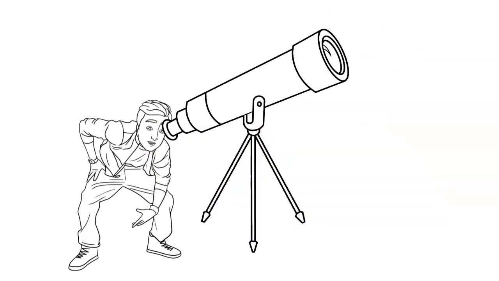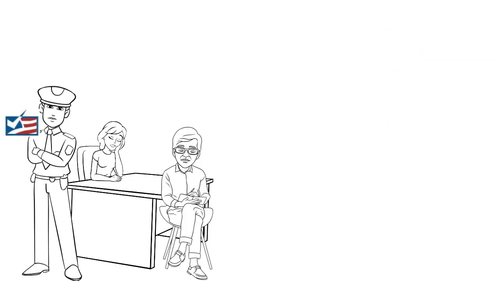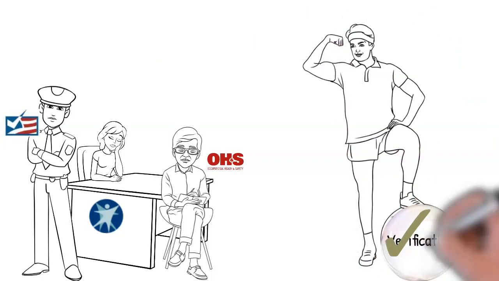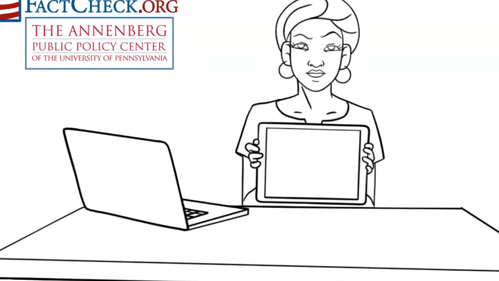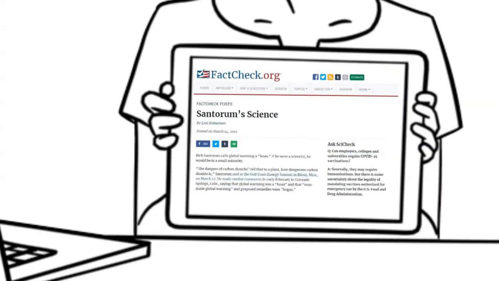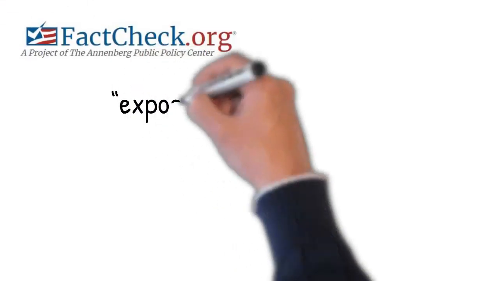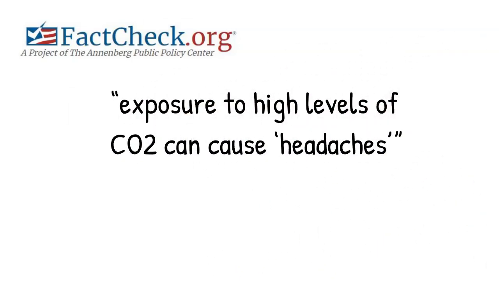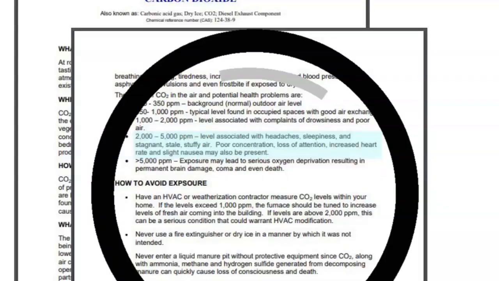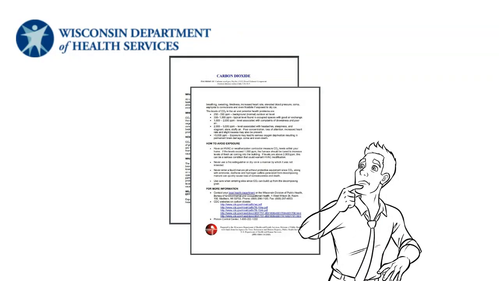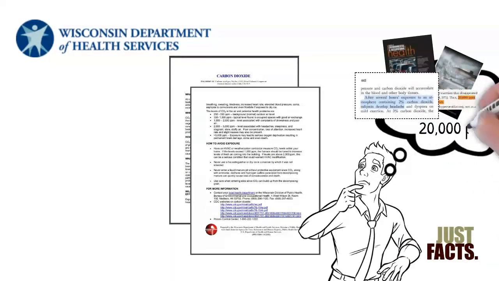Now let's look at another example. This involves a so-called fact checker, a government agency, and a scientific magazine that failed to verify something that an average high schooler could have checked. Back in 2012, an organization called factcheck.org published an article about the dangers of carbon dioxide. It said that exposure to high levels of CO2 can cause headaches based on a cut sheet from the Wisconsin Department of Health. This cut sheet claims that CO2 levels of 2,000 to 5,000 parts per million are associated with headaches.